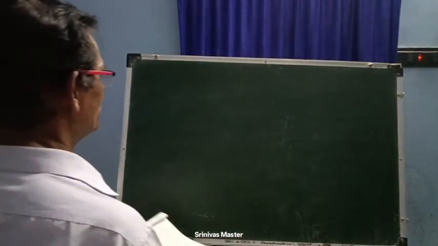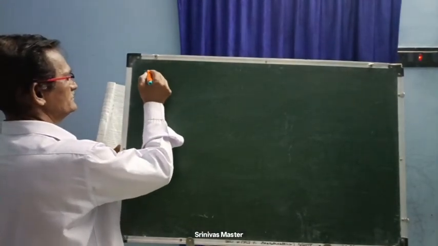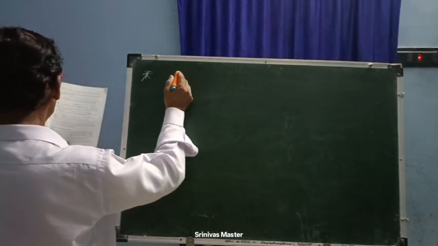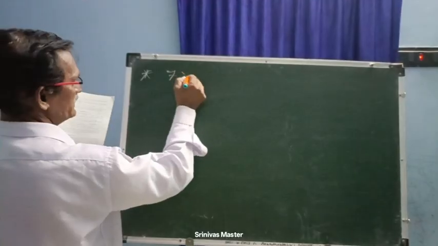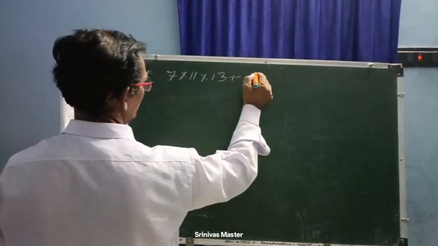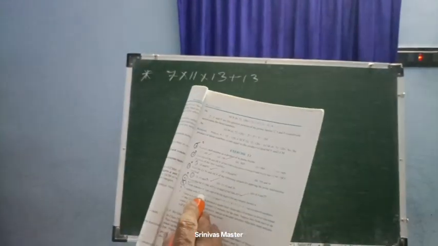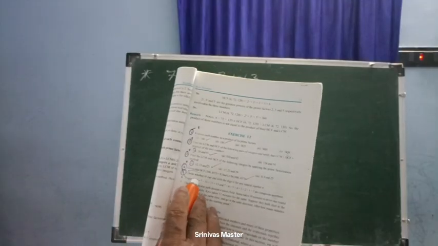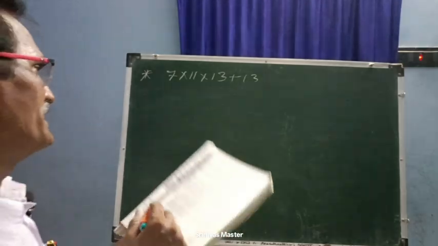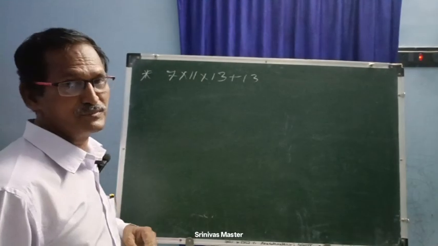Next, see children, some of the important problems. Explain why this number is a composite number. They have given 7 into 11 into 13 plus 13 as the number. Is it a composite number? Why is it a composite number? You have to find out, children.